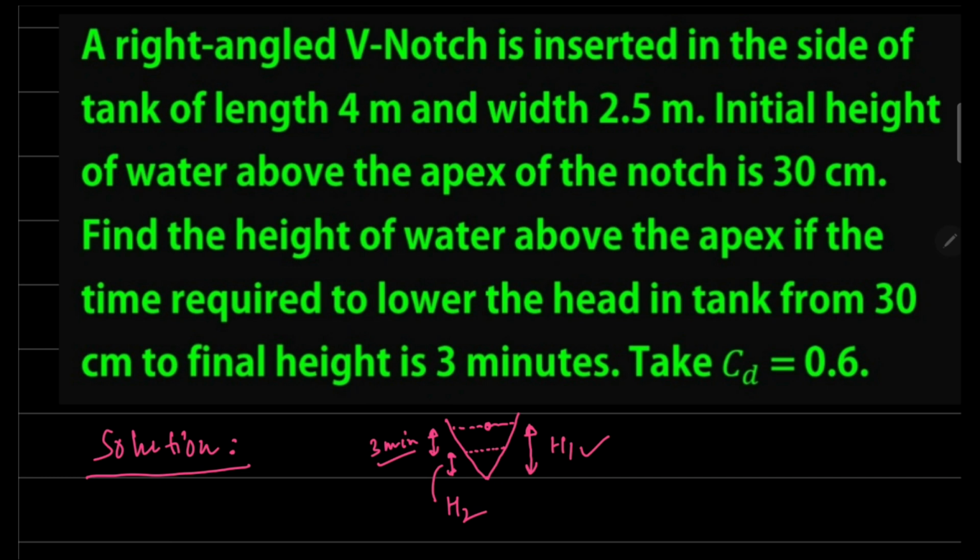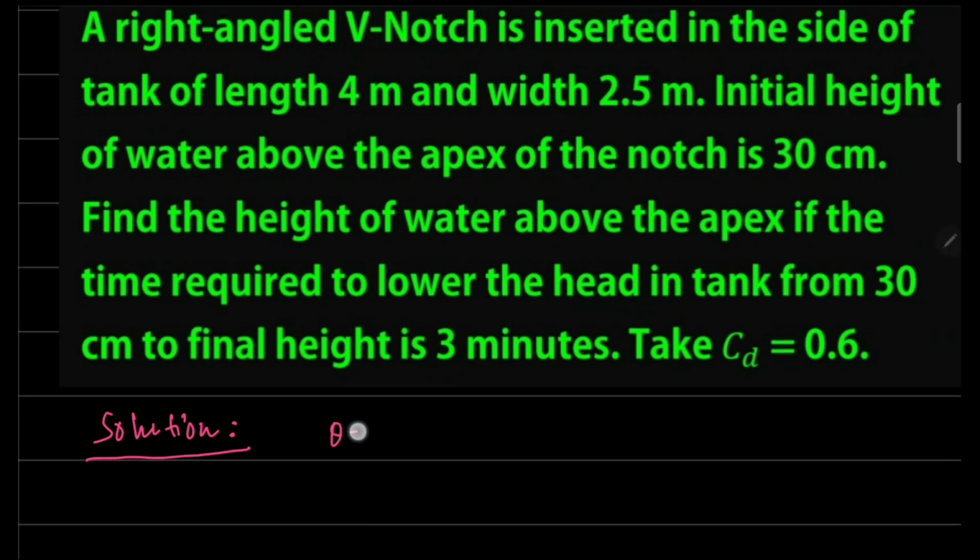Now once you are able to figure out the meaning of the question, it's very easy for us to solve the question. Now again we will have to use the expression of the t, and all the other values are given to us, only this h2 is unknown, and we can quickly solve this problem. So the problem is such that theta is equal to 90 degree, because right angle notch, and then area of the channel, that is A, is equal to 4 meter multiplied by 2.5 meter. That comes out to be 10 meter square.